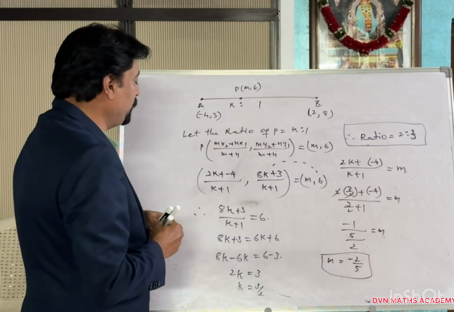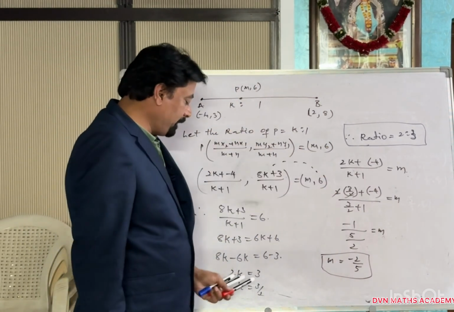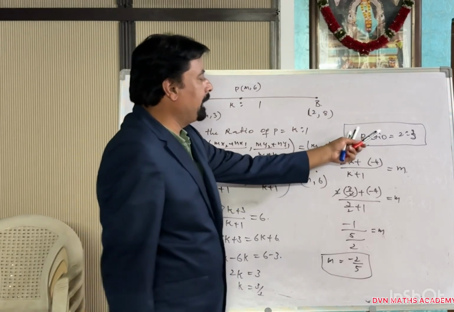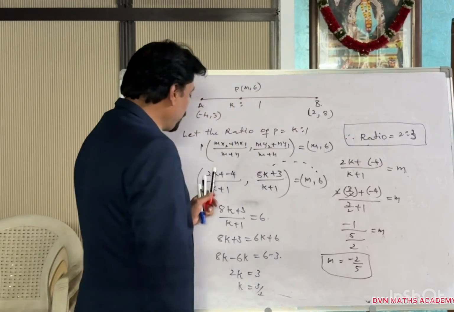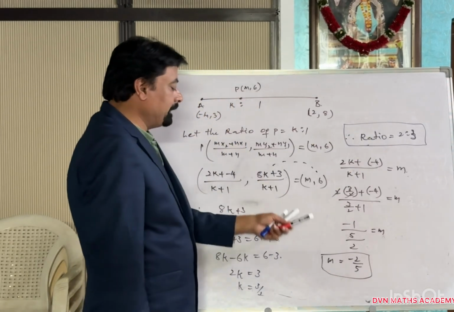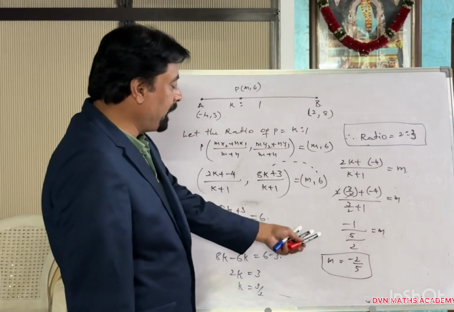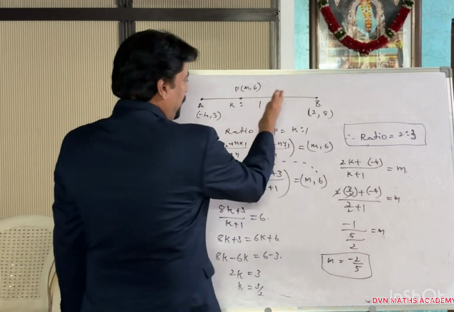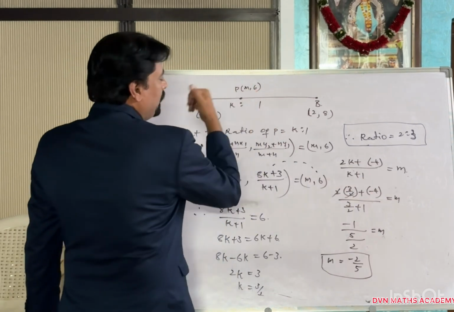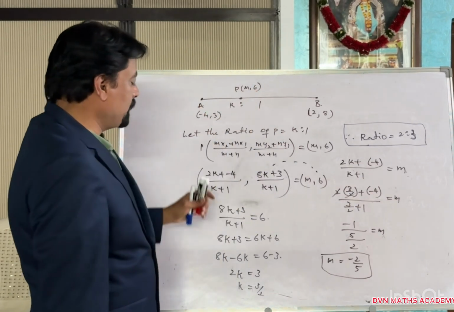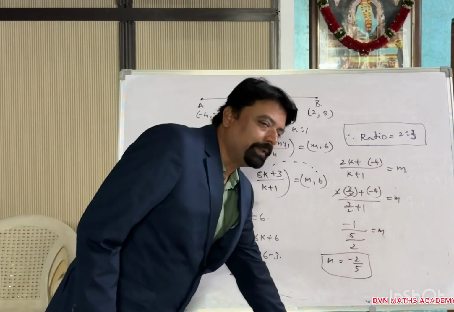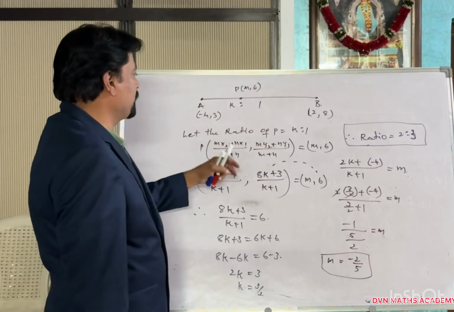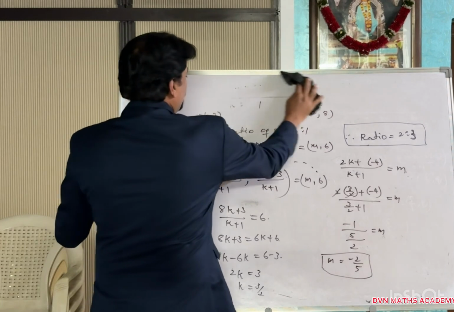So first, if you compare the y coordinate, directly you will get the value of K. From that, you can say the ratio. If you compare the coordinates of x, then you will get the value of M, that is minus 2 by 5. So like that, we can get the values of the ratio and the value of M. These types of questions you will get in your exam, so you need to concentrate on these types of questions. This is my third question.